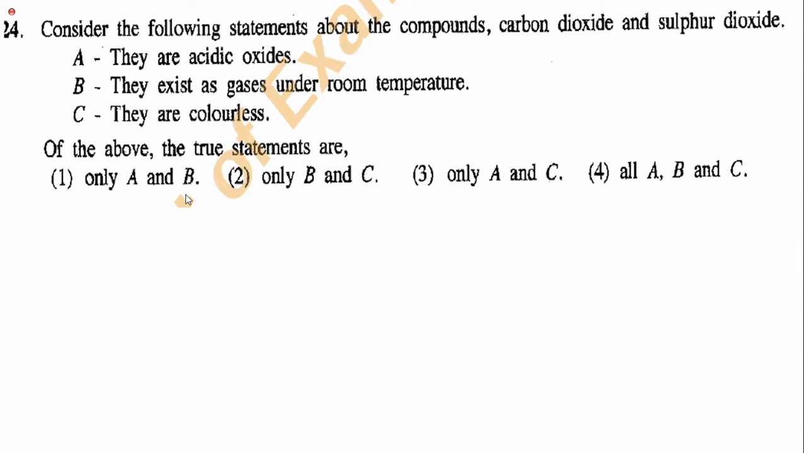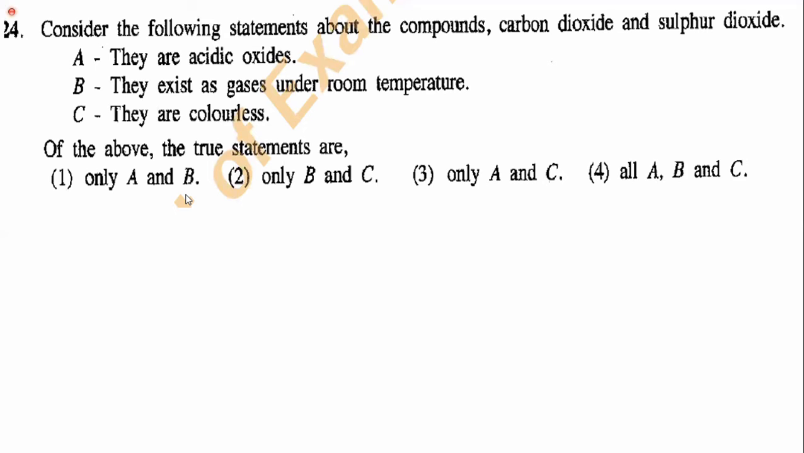Consider the following statements about the compounds carbon dioxide and sulfur dioxide, right? Carbon dioxide, sulfur dioxide. It is related to the 50th unit of grade level, right? A, they are acidic oxides. B, they exist as gaseous under room temperature. C, they are colorless. A, they are acidic oxide.